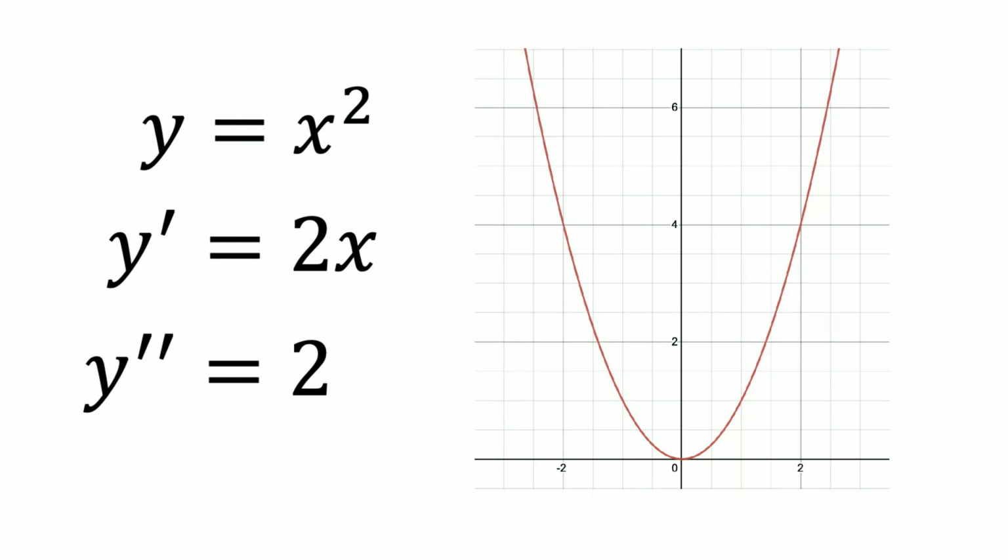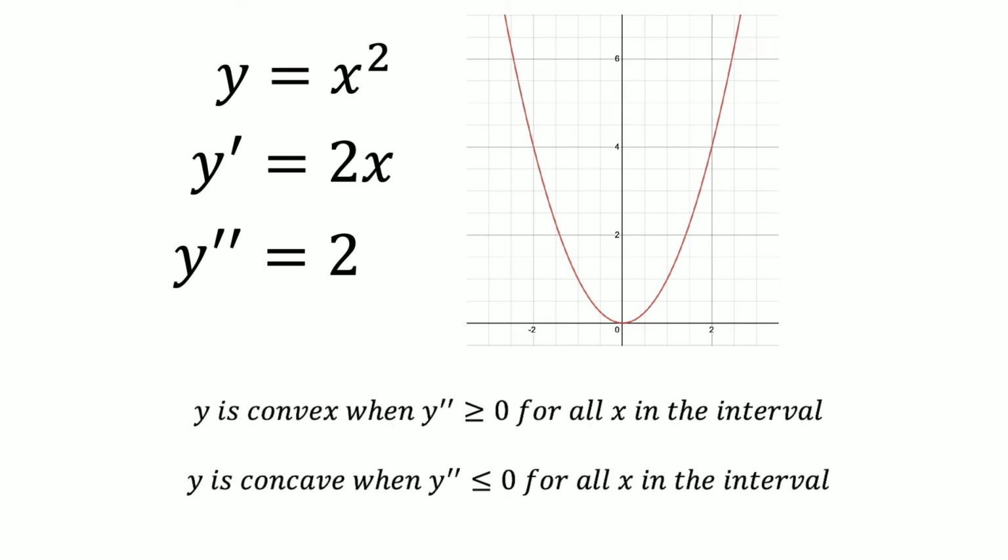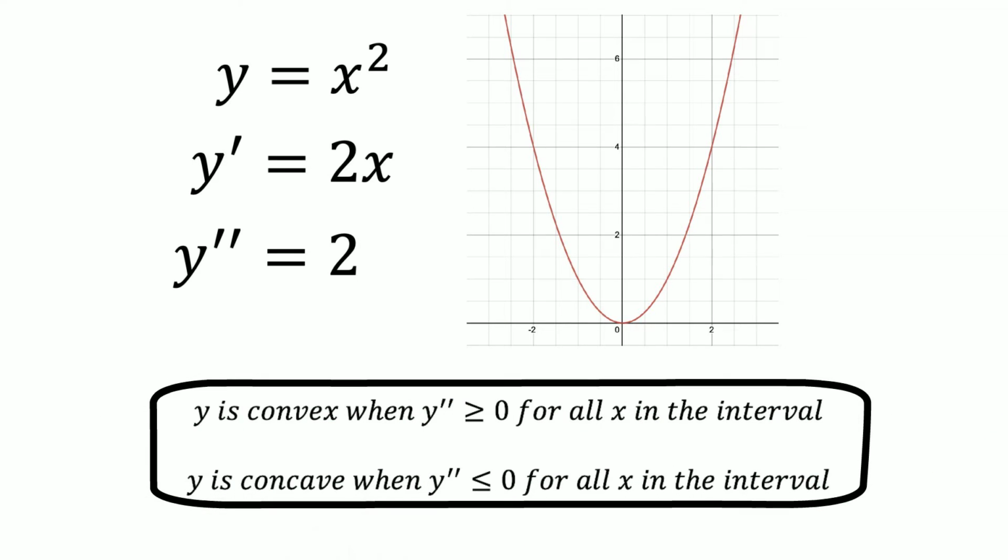This means that the second derivative is positive over the entire interval of the function y equals x raised to the power 2. If the second derivative is positive over the entire interval of a function, the function is convex. If the second derivative is negative over the entire interval of a function, the function is concave. Remember this carefully, because this is the most important takeaway of this video. You can pause the video if you want to study this more carefully.